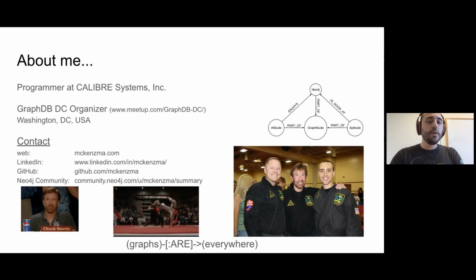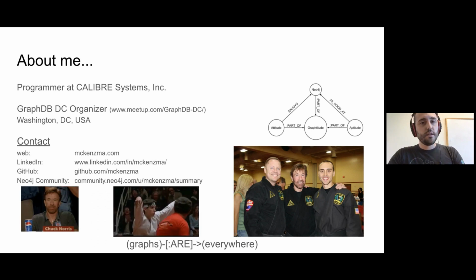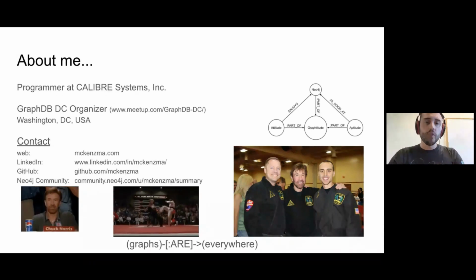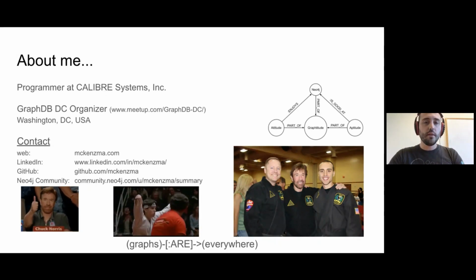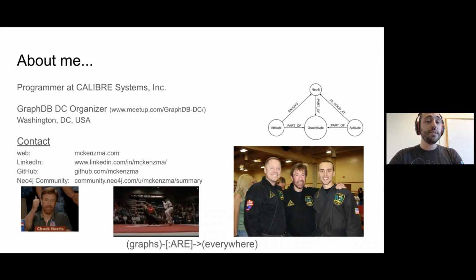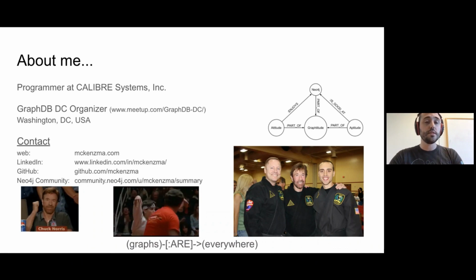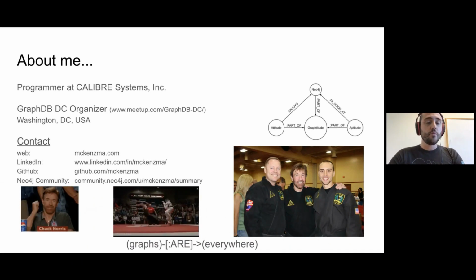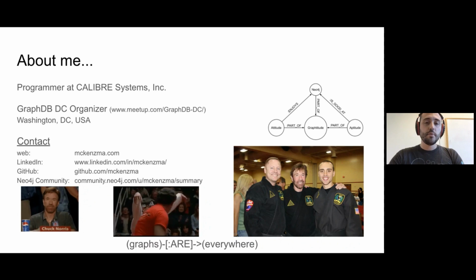Just a little bit about me. I am, as Kareen said, I do in fact know Chuck Norris. He was the one that gave me my black belt. I'm currently working as a programmer, Caliber in Alexandria. I'm also the GraphDB DC organizer in Washington, DC. These are a couple different ways to reach out and connect with me. I think Chuck Norris approves, and when in doubt, just remember to sweep the leg.